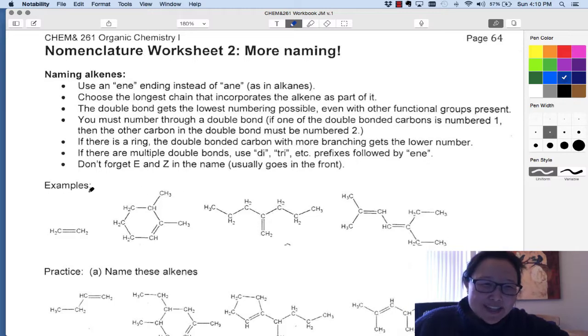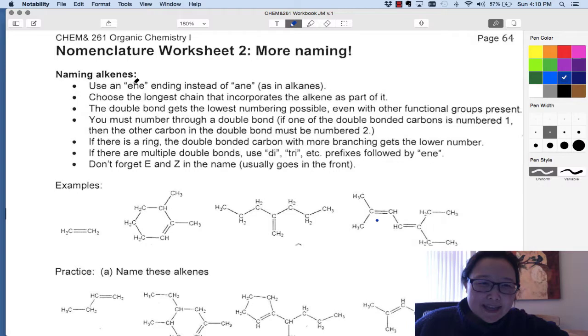So we're looking at alkenes, and alkenes are molecules containing a carbon-carbon double bond. There are some rules with that. We use the -ene ending for alkene as opposed to -ane, as in alkane. We choose a longest chain that includes the double bond, so that may not be the longest chain. So we'll see examples of that. The double bond gets the lowest possible number, and you have to number through that double bond.